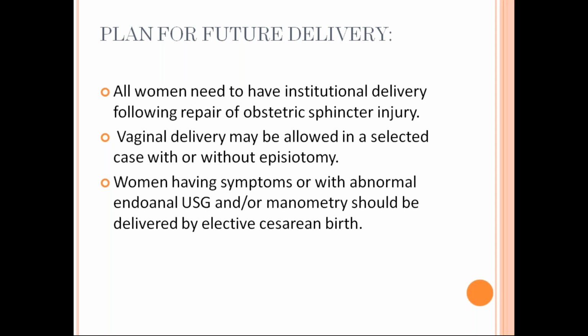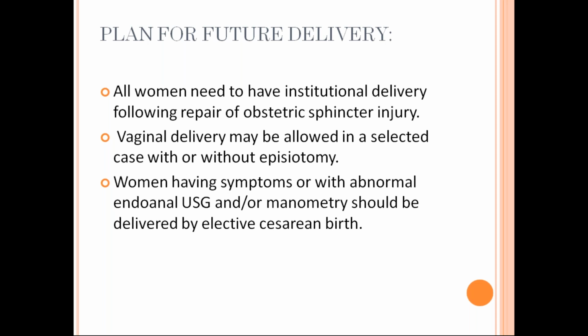In primary prevention, the etiological factors have to be managed properly, along with proper conduction of the second stage. If it is a precipitate labor, better to control it. If the progress is very slow, or if you identify an occiput posterior, better to go for cesarean section. If it is a very big baby, do a cesarean section. If you have a contracted pelvis, that is also a cesarean section.